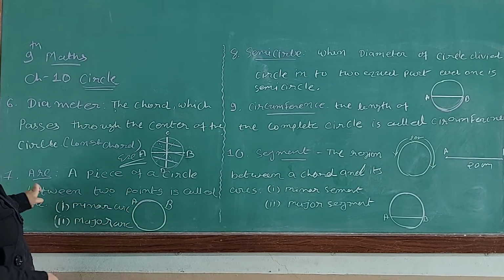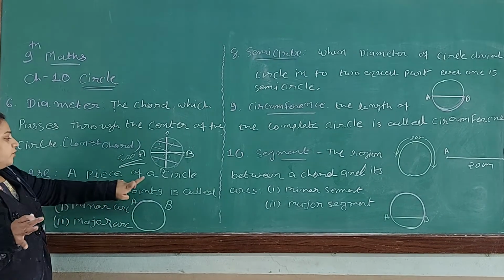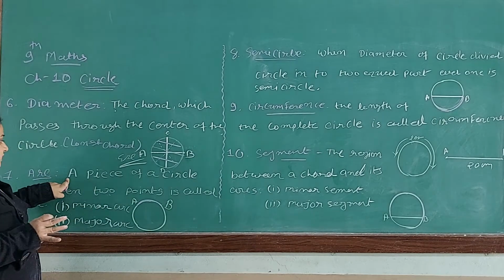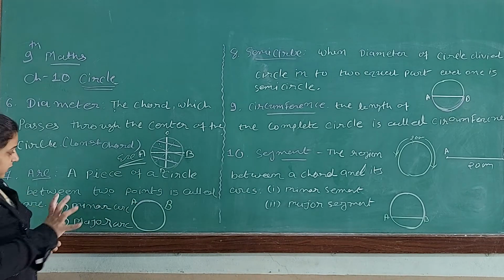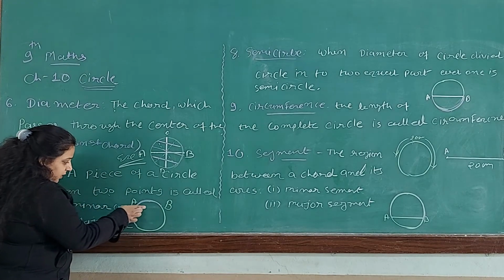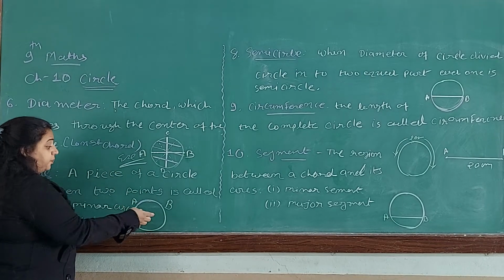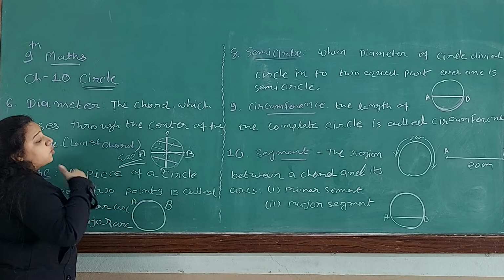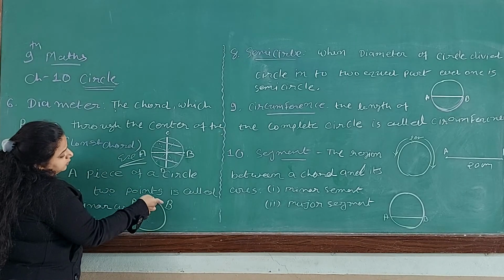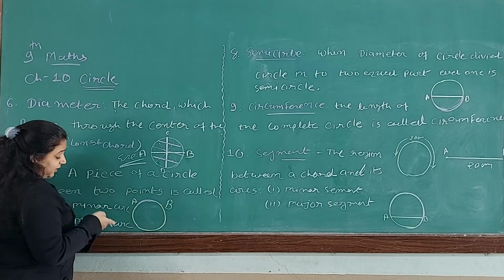Next definition is arc. A-R-C. Arc, a piece of the circle. Piece of a circle between 2 points is called arc. If you form a line segment inside a circle, that is good. But for a piece of a circle, we have to consider it on the circle. A piece of a circle between 2 points is known as arc.